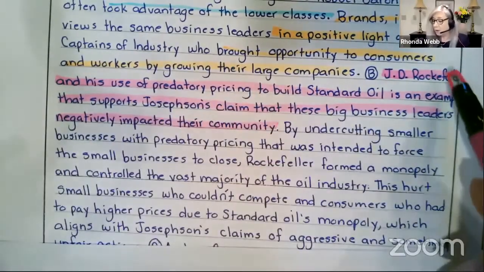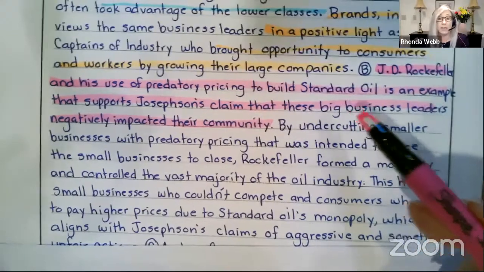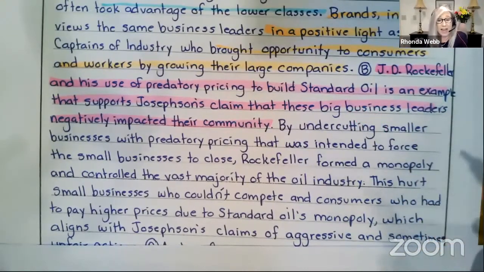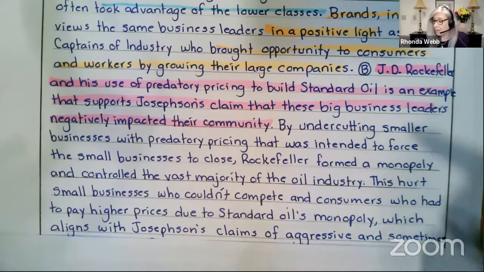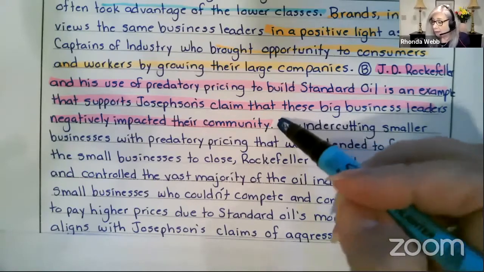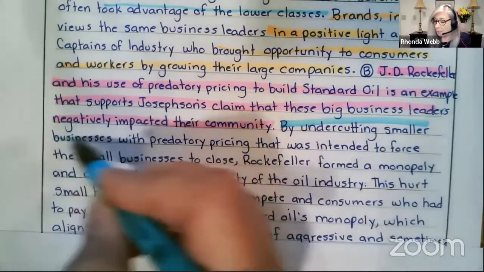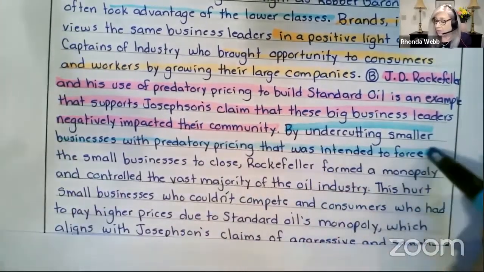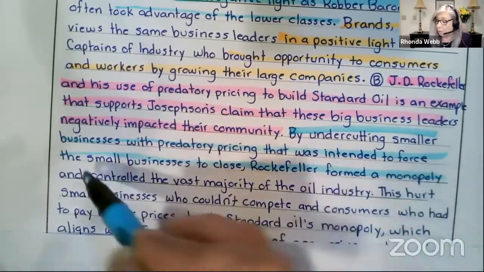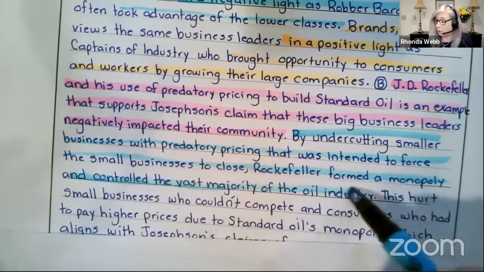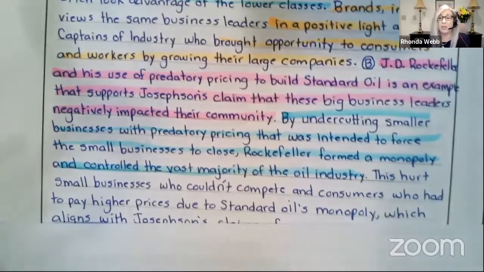So J.D. Rockefeller and his use of predatory pricing. But I need to define what that is. What is predatory pricing? So now I'm going to explain it, okay? And so by undercutting smaller businesses with predatory pricing that was intended to force the small businesses to close, Rockefeller formed a monopoly and controlled the vast majority of the oil industry.